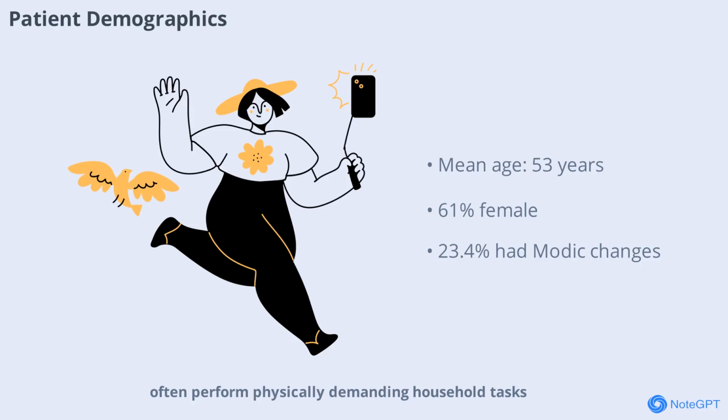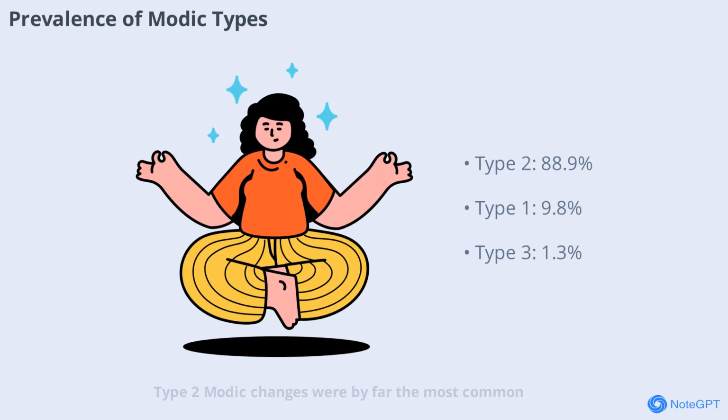Type 2 Modic changes were by far the most common, found in nearly 89% of patients with Modic changes. Type 1 was much less frequent at about 10%, and Type 3 was rare, seen in just 1.3%. This distribution highlights the predominance of fatty infiltration type 2 in degenerative spinal conditions, especially in older adults.